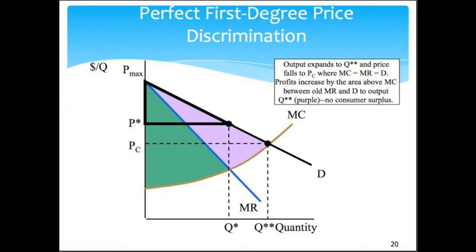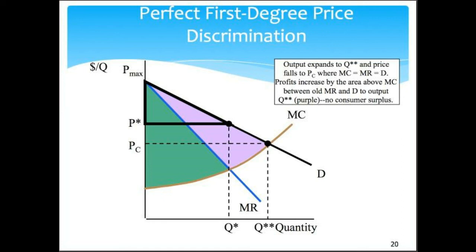When everybody's charging a different price, output is not going to be Q star anymore. Why? Because you can charge, let's just imagine, a price that's just a notch lower than P star. Well, you're making money now at that price because that price is above marginal cost. You're going to want to produce more than Q star. In fact, you're going to continue to produce until the very last customer actually ends up paying the price that would have prevailed under perfect competition. In other words, a perfectly discriminating monopolist is actually going to end up setting output at the competitive level.